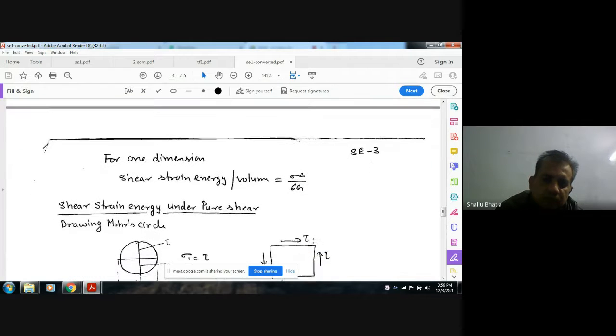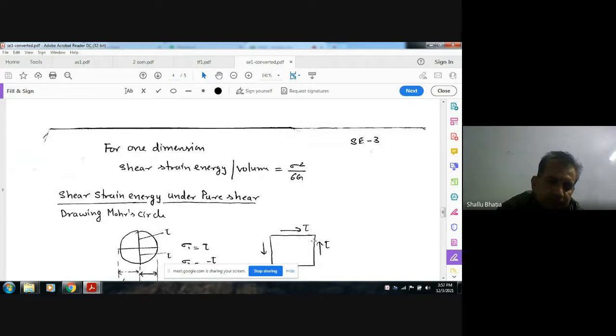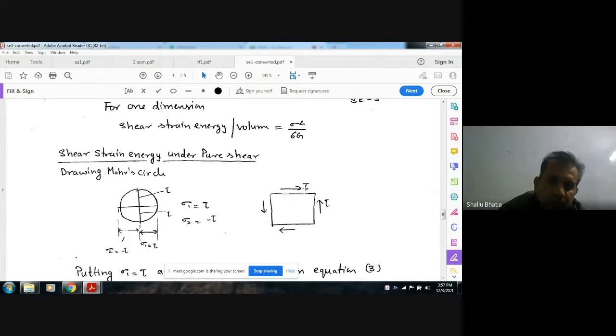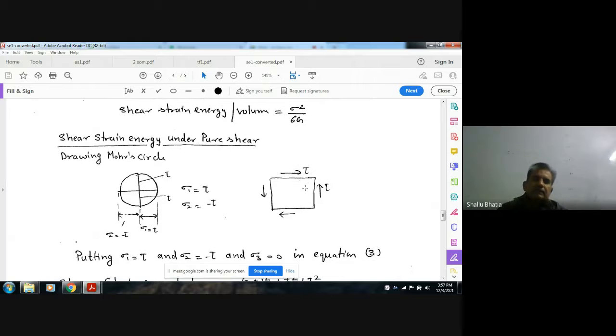Okay, for 1 dimension, put sigma 2 also 0 and sigma 1 as sigma, so it will be sigma square by 6G. Okay, next article is shear strain energy under pure shear.